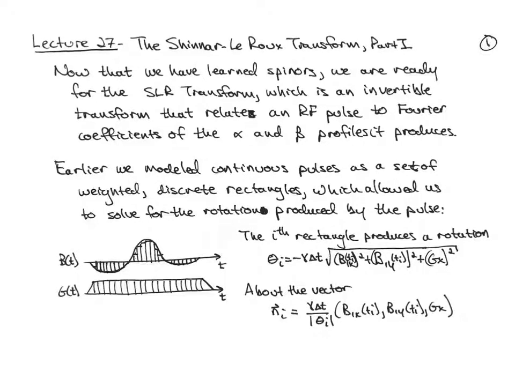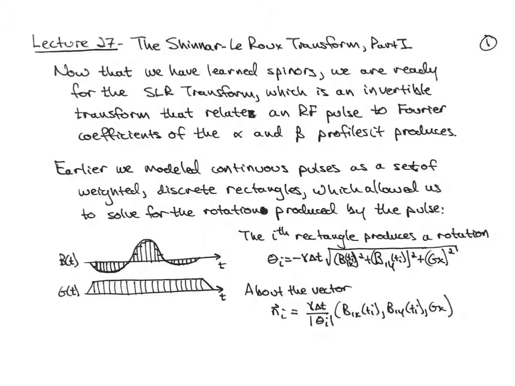In this lecture, we're going to introduce the Shinnar-Le Roux transform, and we'll finish it in the next session. So now that we have learned spinors, we are ready for the SLR transform, or the Shinnar-Le Roux transform, which is an invertible transform that relates an RF pulse to the Fourier coefficients of the alpha and beta frequency selective profiles that it produces.